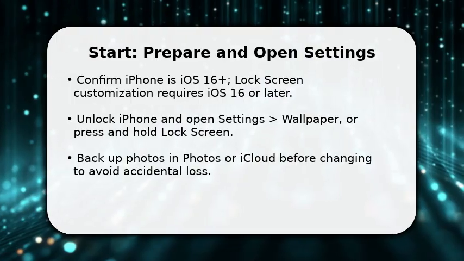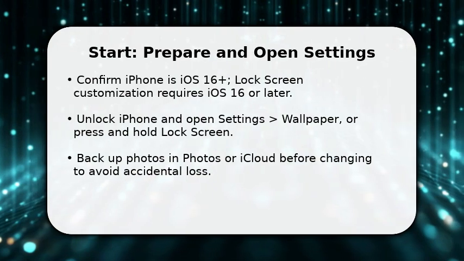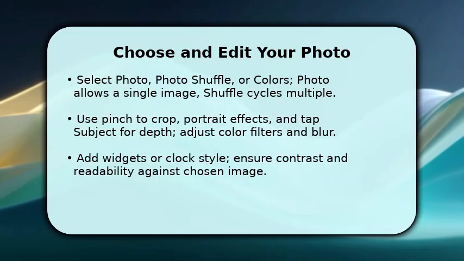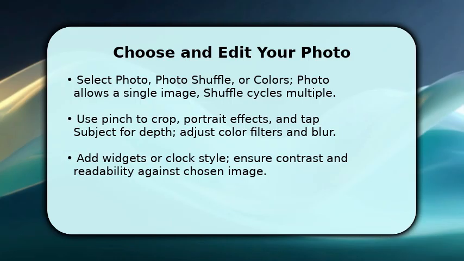Now choose Add New or tap Customize. That first action takes you into the Gallery and Widget choices where you'll pick the image to display. Next, you pick and modify the image. Tap Photo to choose a single picture or Photo Shuffle to rotate several.